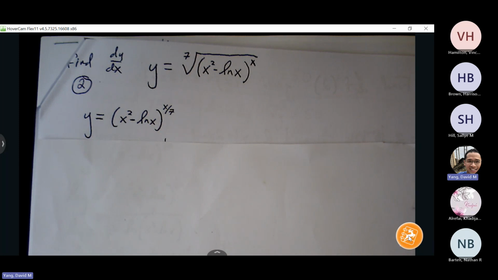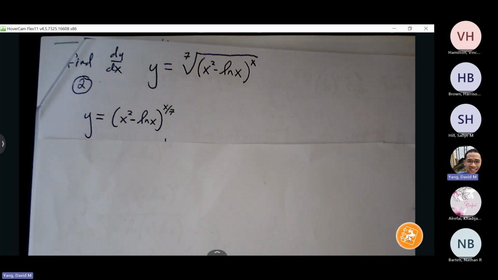Okay, first, what can we do? Yeah, good. And then what's next? Well, we can't just bring it down. I mean, maybe you're thinking chain rule, right? But this isn't chain rule. What method do we have to involve for this problem? Put in a natural log. Yeah, we have to involve natural log because we don't have a rule for this.